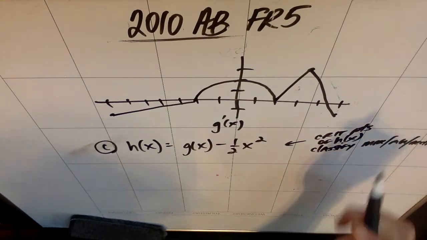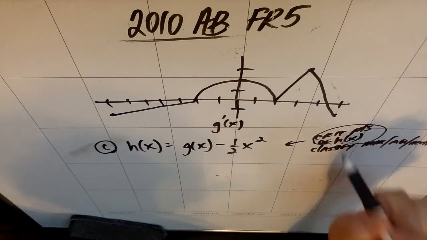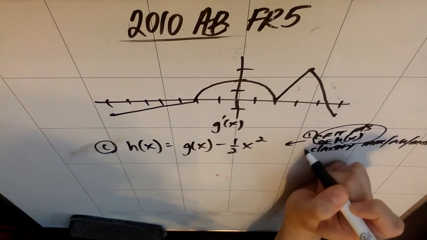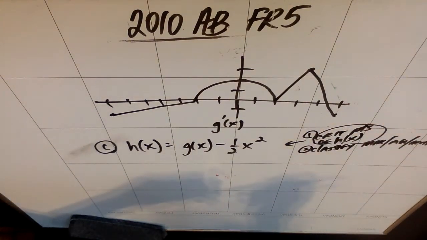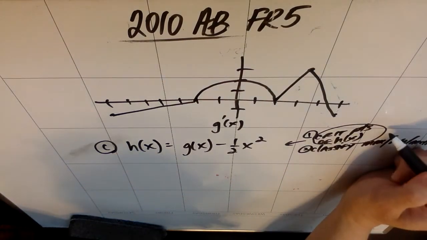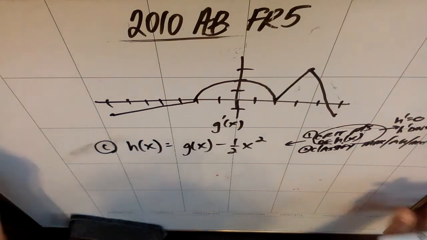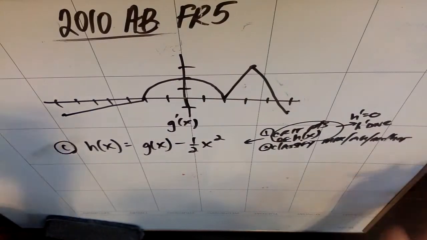So the first thing I need to do, and it goes along with that flowchart idea, is I need to know what a critical point is, right? So I need to know that a critical point is when h prime is 0 or does not exist, right? So in my brain, I think, oh, okay, a critical point is h prime equals 0 or h prime does not exist. Those are the two things I need.